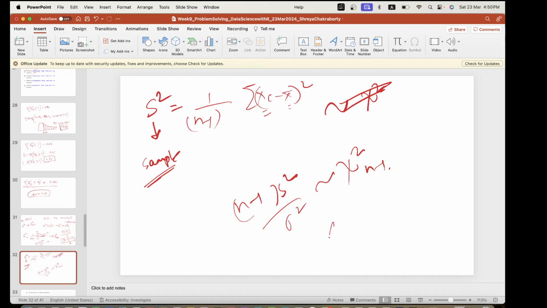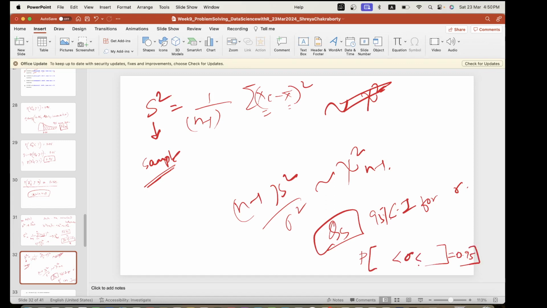Now if the question is such that what is the confidence interval for sigma, 95% confidence interval for sigma. So what I mean to say is that what should sigma lie between, so that this probability is 0.95. This is your question that you want to answer.